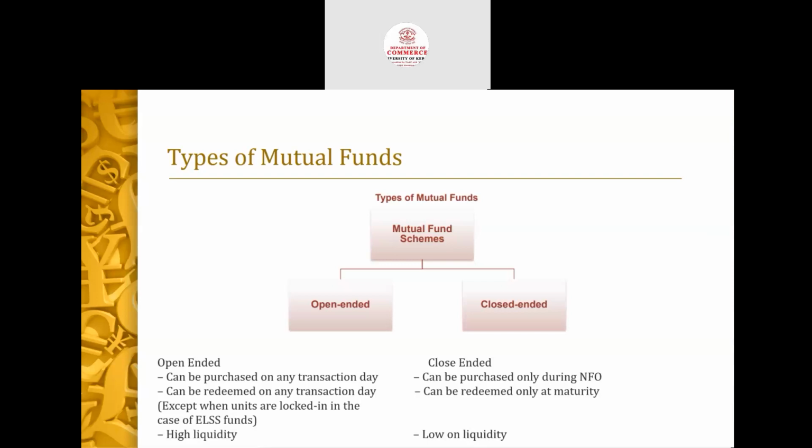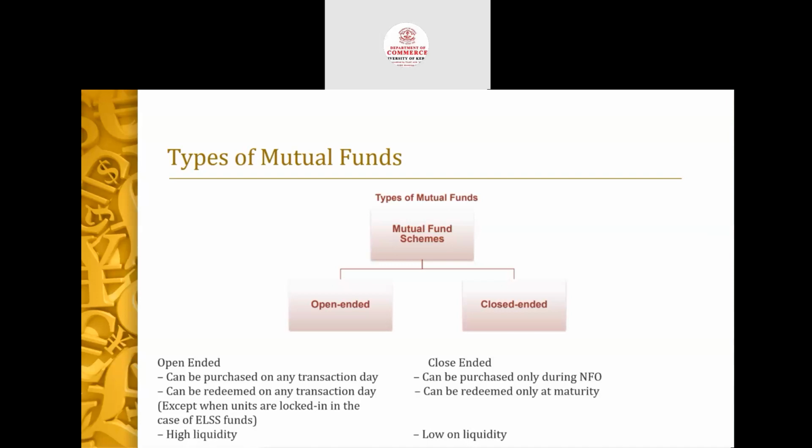So the first one is open-ended and closed-ended. Open-ended means that there are unlimited units. Simply, in layman's language, open-ended means unlimited, and closed-ended means there are limited units. Open-ended shares can be purchased on any transaction day, whereas closed-ended mutual funds can only be purchased on the NFO. NFO is new fund offer.